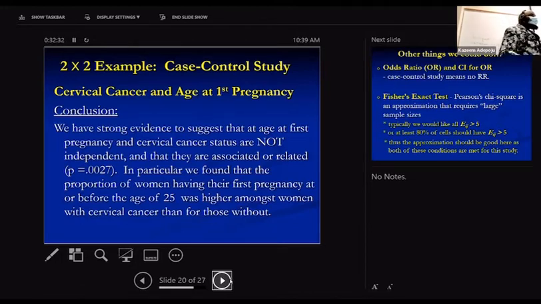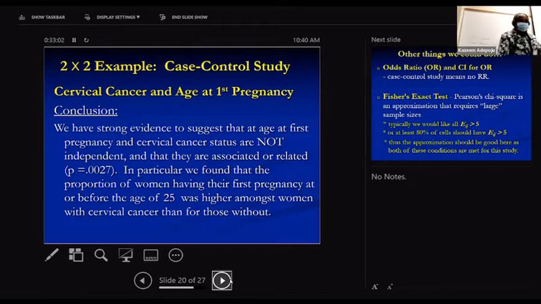What will happen now, because the p-value is less than 0.05, means you have strong evidence to suggest that age at first pregnancy and cervical cancer status are not independent. You know the meaning of not independent? Not independent means they depend, because two negatives. It means there's a relationship. It means there's a linkage.